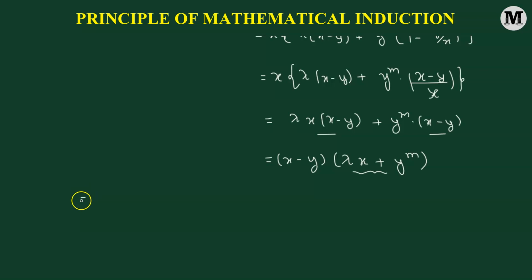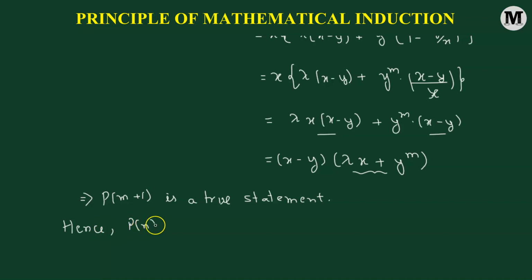So this simply tells us that the statement p of m plus 1 is actually a true statement. Now, if this is a true statement, then we can generalize. We can now say that p of n, the original statement that we considered, is going to be true regardless of the n value that we take. That means it is going to be true for all values of n belonging to the set of natural numbers.